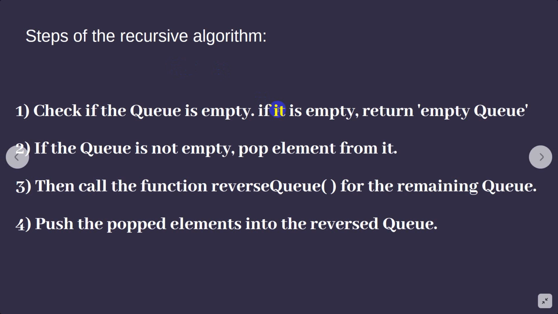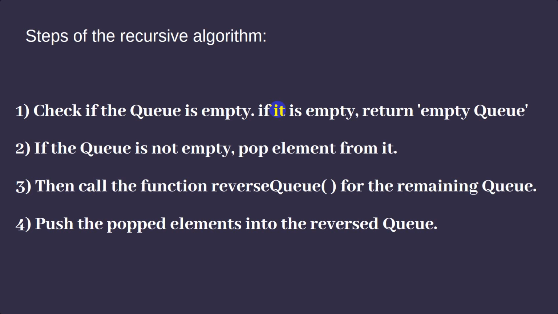And if the queue is not empty, we will pop out the elements from it. So the first element will be popped if the queue is not empty. Hence, the same procedure will be continued until the queue is empty. And step 3 says that then call the function reverse queue for the remaining queue. So once the first element of the queue is popped out, the same function reverse queue is called for the remaining queue. Now push the popped elements into the reversed queue.